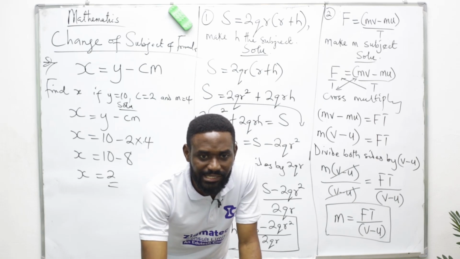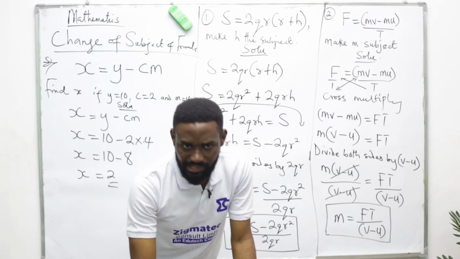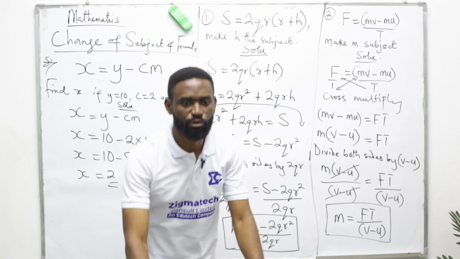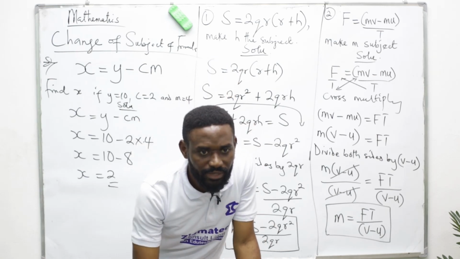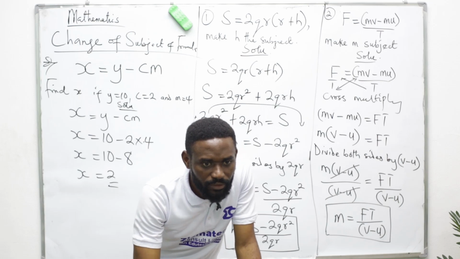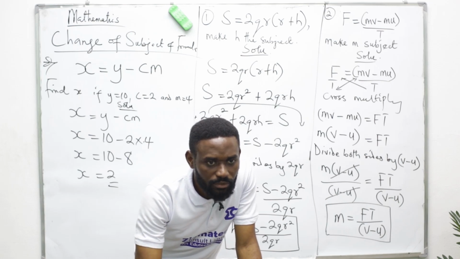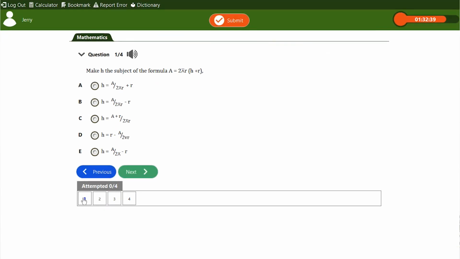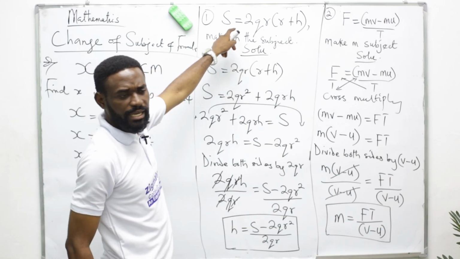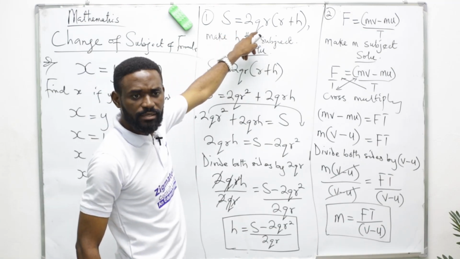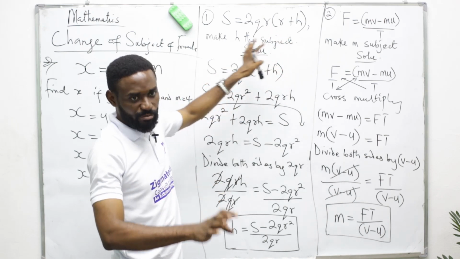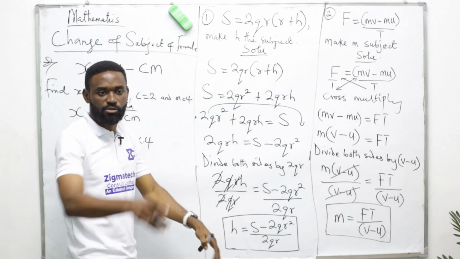All right, so let's see one or two examples from the Examguide app. Let's look at this. Okay. So this says make H the subject of the formula. I think we have done this. A is equal to 2 pi R, H plus R. So we have done something like that. This is like what we did here. Let's not go back to it.